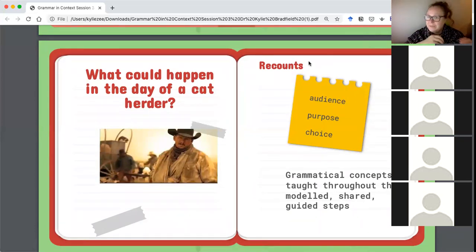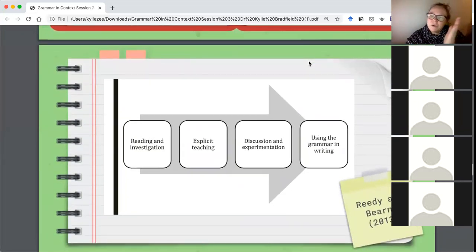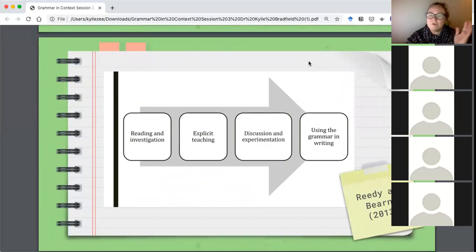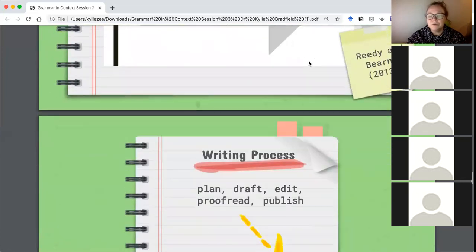It's taught through then those model, guided and shared steps. Always, I think, important to have an audience. So if you can find someone who wants to read these, whether it be that you create a class book that's then placed in the library, or that you share them on the class website, I think it's really important to have somebody looking at them. And again, as I said, we go through and we scaffold again those elements of tense or adjectives or whatever it is that you want to do.